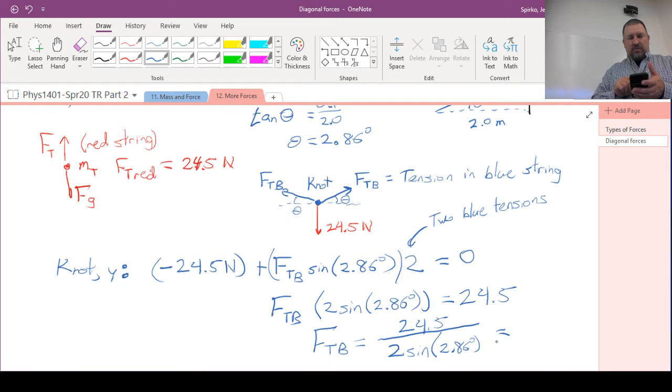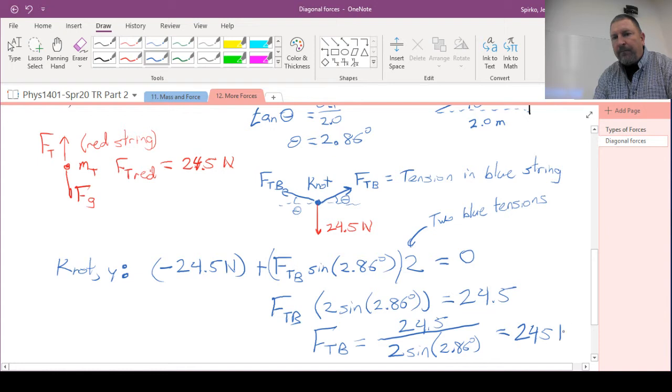Wouldn't your FTB equal 12.25, if you divide that by 2 first? I'm just putting it together as one big formula. That's 245 newtons.